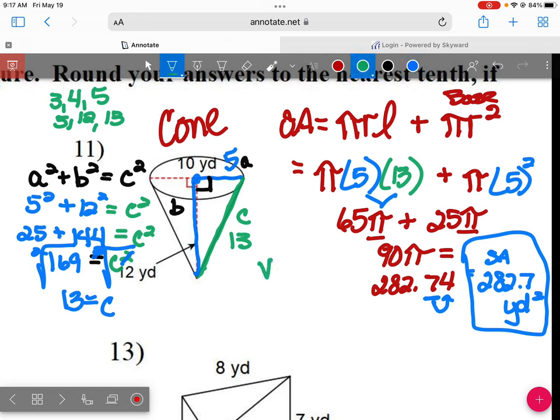So volume of a cone is 1/3 times the area of the base times height, which I think is 1/3 pi r squared times height. So see if you can put that together while I get this test for him.